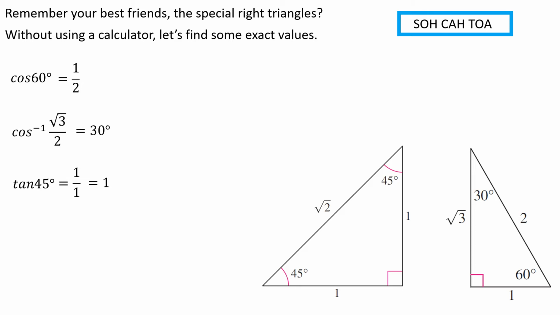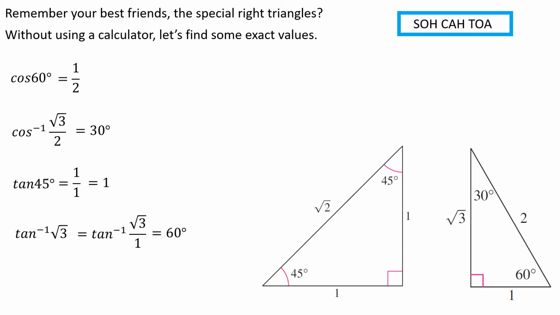Okay, let's try an example of tangent going the opposite direction. Let's do arc tangent of √3. Wait a minute, I need a ratio. Let's rewrite √3 as √3/1. Now, tangent is opposite over adjacent, so √3 has to be the opposite leg. So if √3 is opposite, and 1 is adjacent, I must be at the 60-degree angle. Arc tangent of root 3 is 60 degrees.